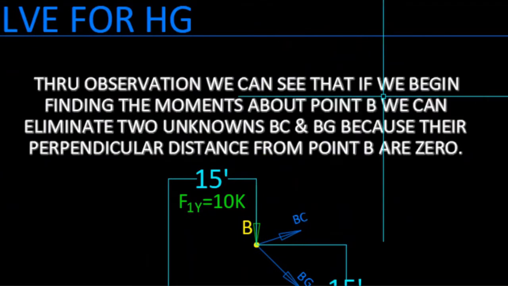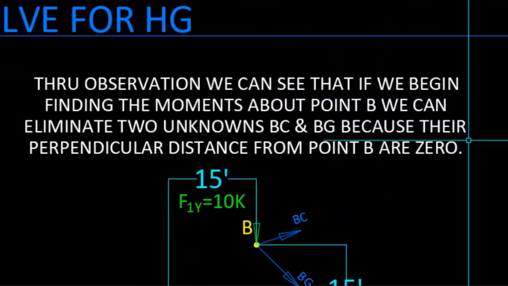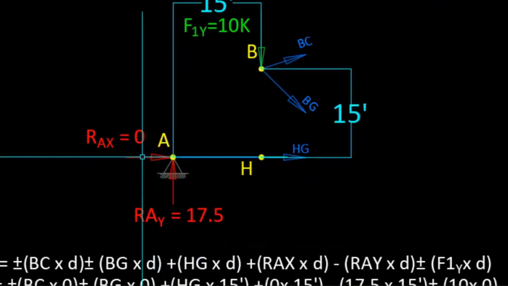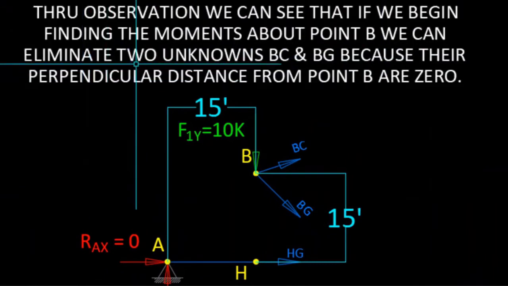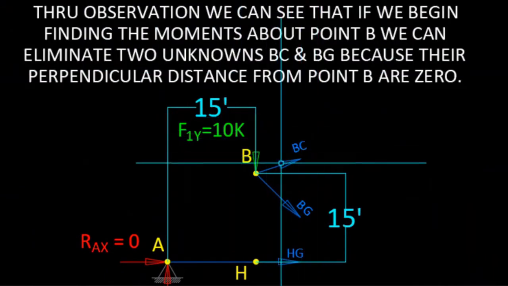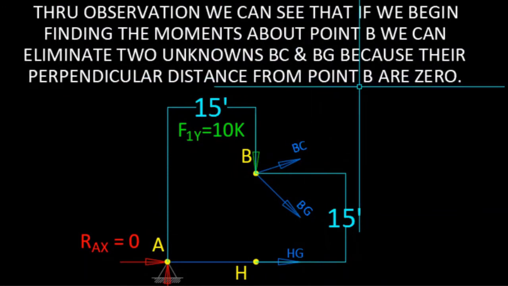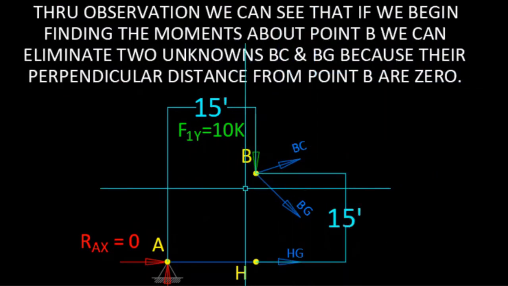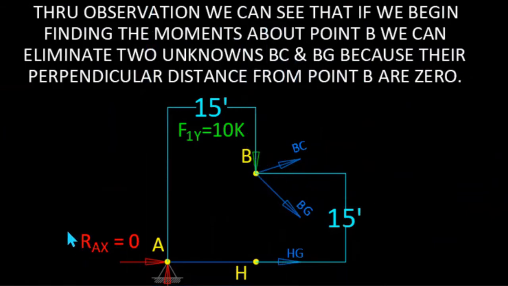So through observation, we can see that if we begin by finding the moments about point B, right here, we can eliminate two unknowns, forces BC and BG, because their perpendicular distance is 0 from point B. Or in other words, their action line goes right through point B.